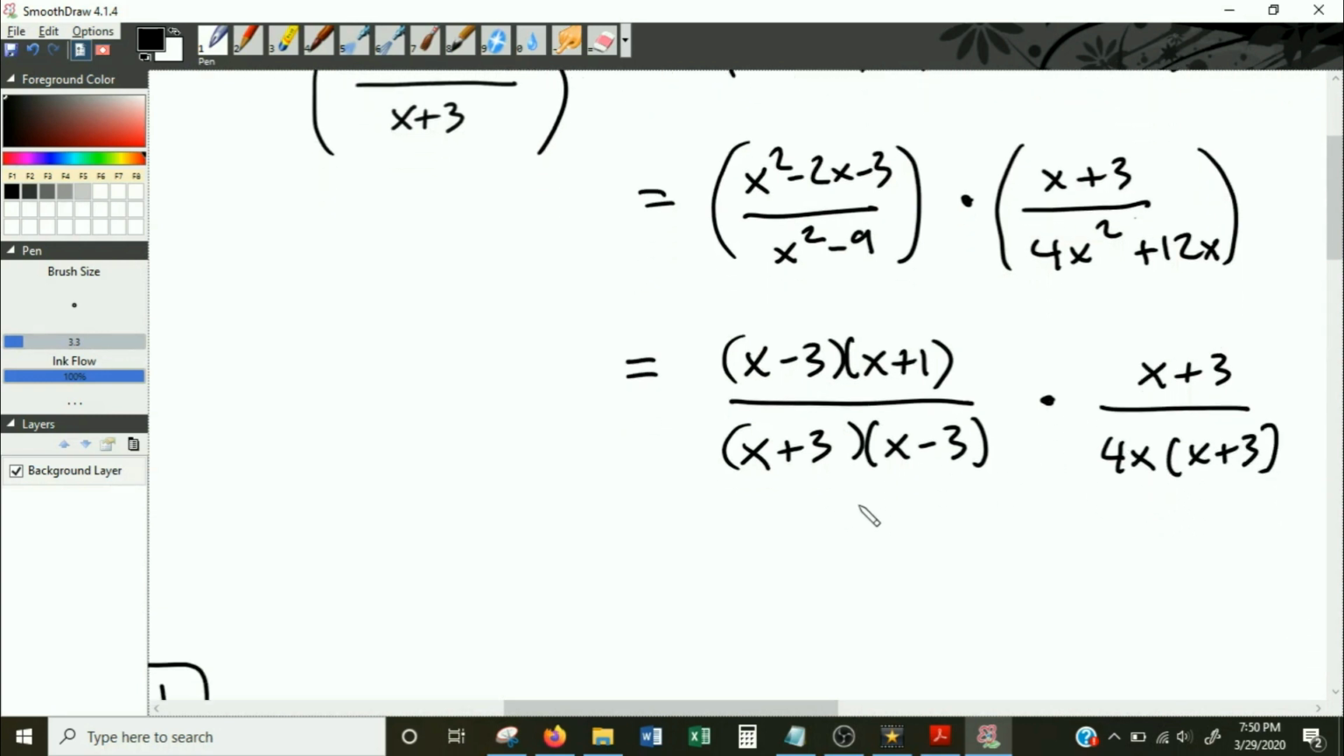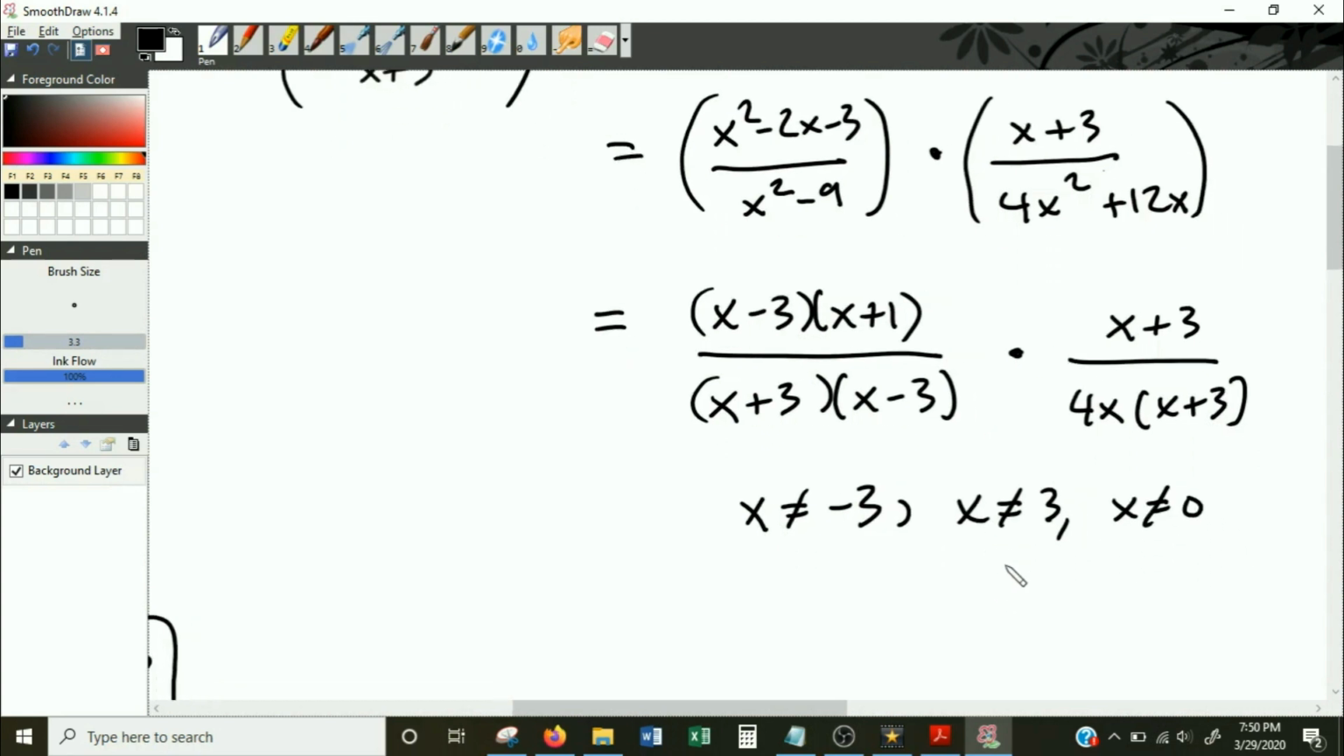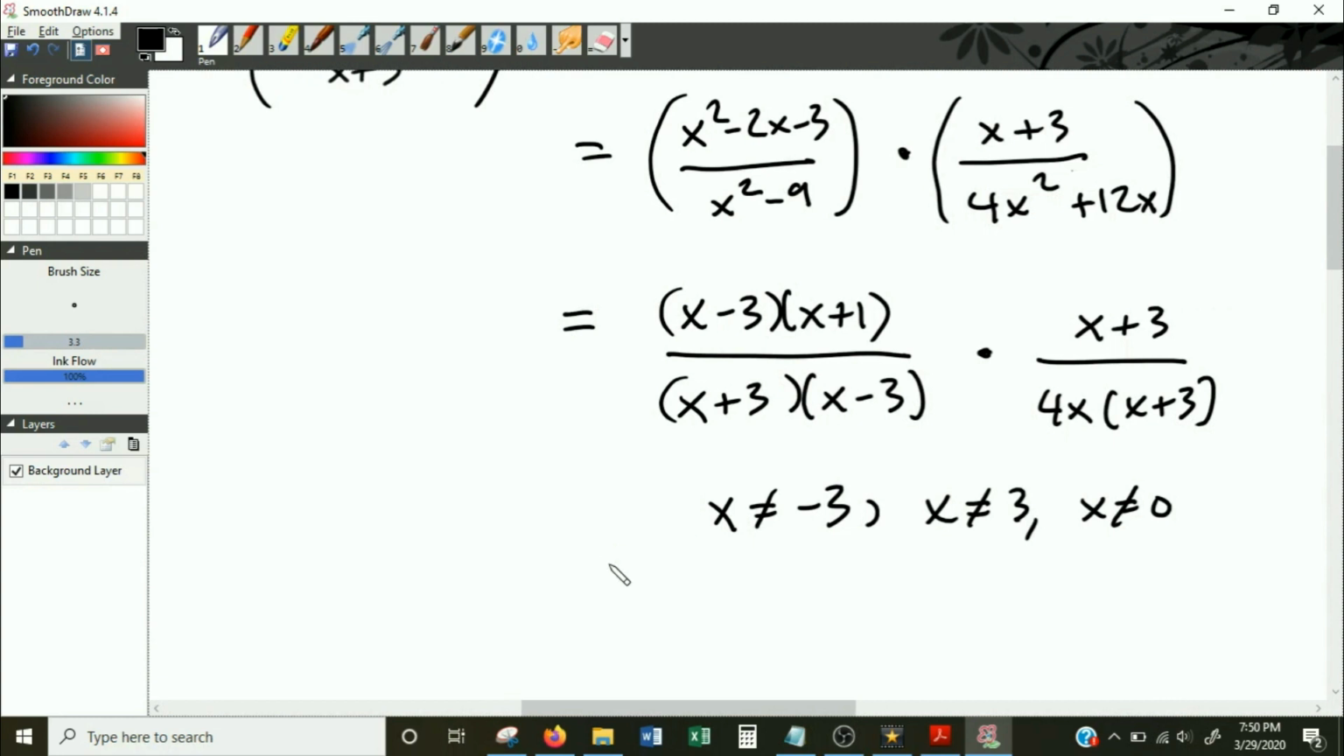Now, if you notice, the values that x cannot be are negative 3, that would be this one, x cannot be 3, and x cannot be negative 3, but we already have that here. And the x here cannot be 0, so x cannot be 0. These are the three values that x cannot be. Okay? So we're going to keep going.